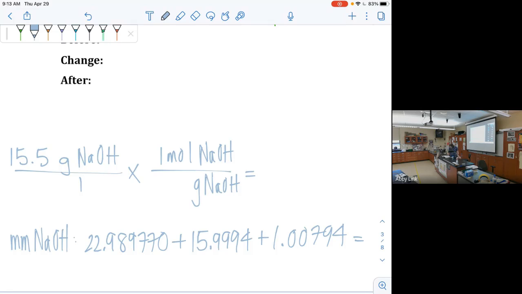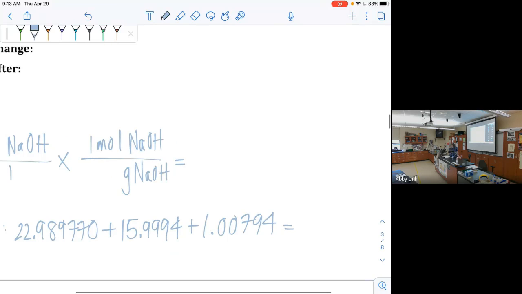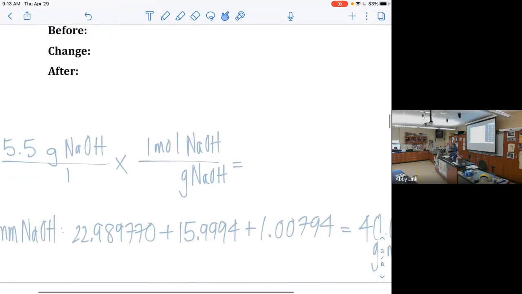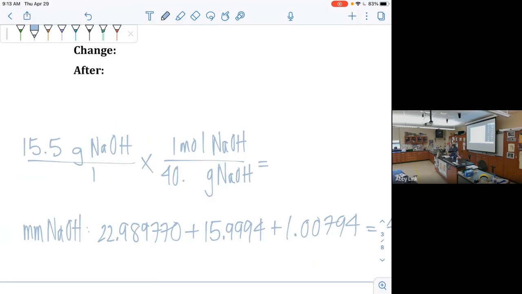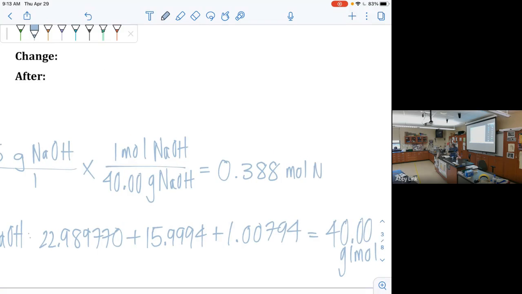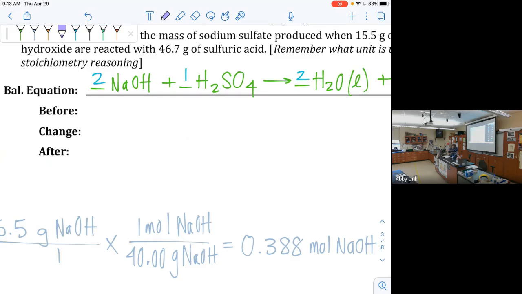I have it. Oh, it comes out to be 40.00. A nice number there. All right, so that's going to go in the denominator here. Okay, that comes out to be, with 3 sig figs, 0.388 moles of NaOH. Okay, so we can go ahead and put that in our B row under NaOH.